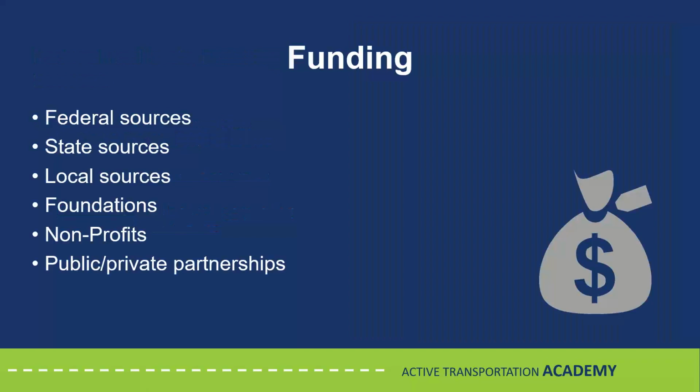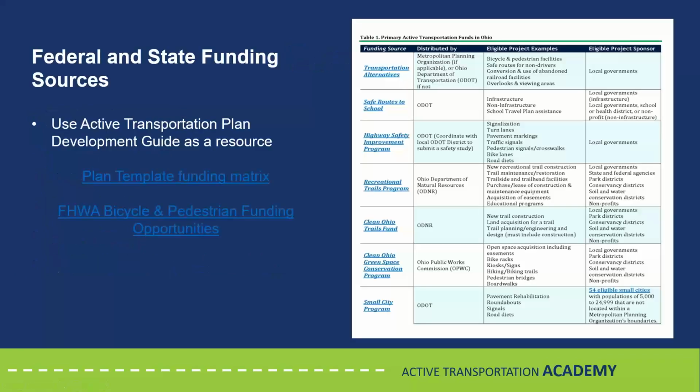So that means we're looking at everything from federal sources to local sources and other sources that you may not always consider, such as foundations, nonprofits, and public-private partnerships. A great starting point is available in the Active Transportation Plan Development Guide, which includes a table listing primary active transportation funds in Ohio. There's also an FHWA resource on funding opportunities that you might find useful. Links to both of these resources will be available in the slides when you receive them, as you can see here.